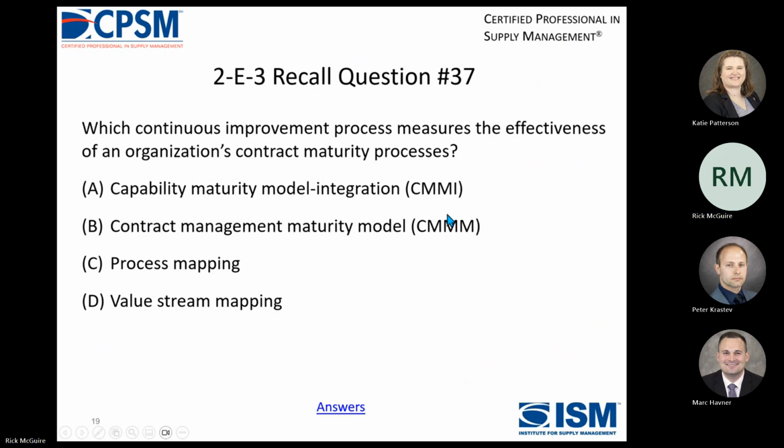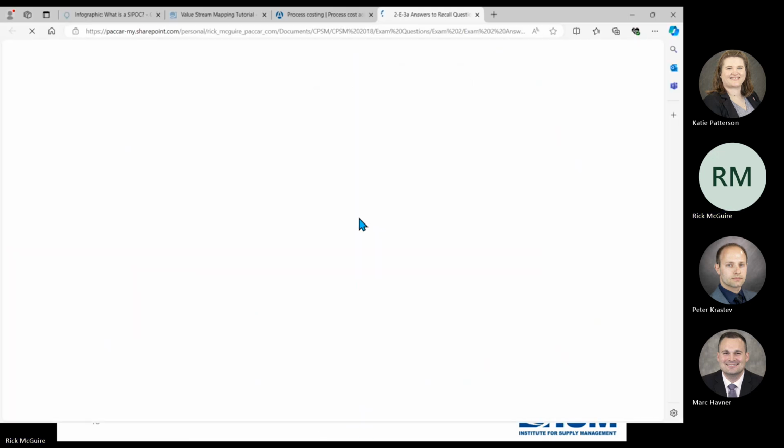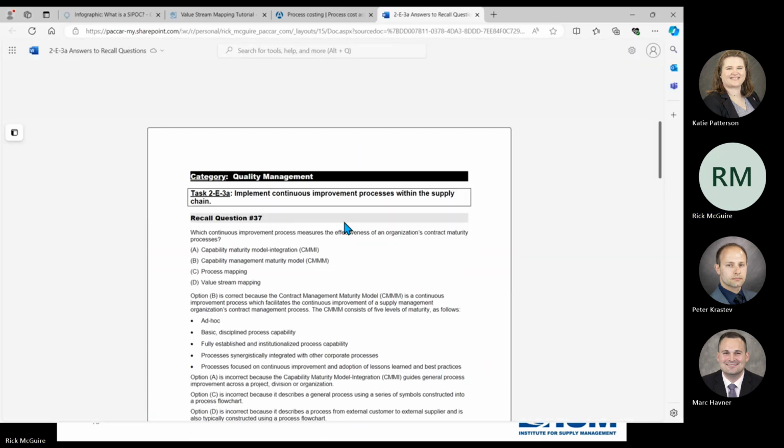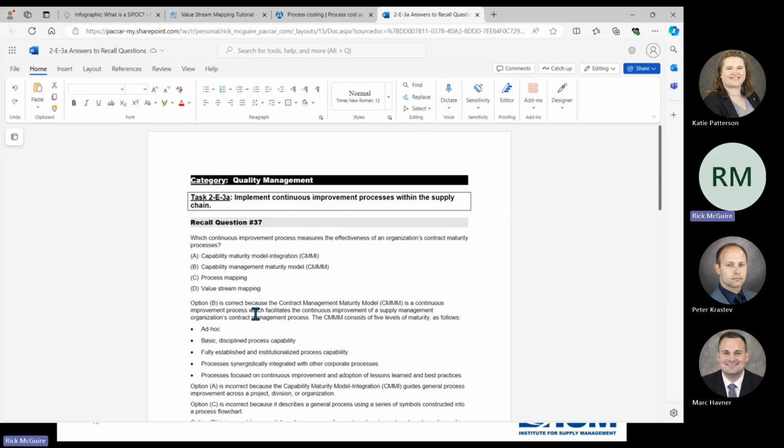All right. Which continuous improvement process measures the effectiveness of an organization's contract maturity process? And we were just looking at that. Any guesses? Better be this one, contract maturity model. B it is.